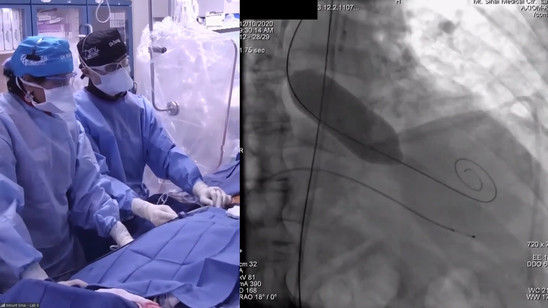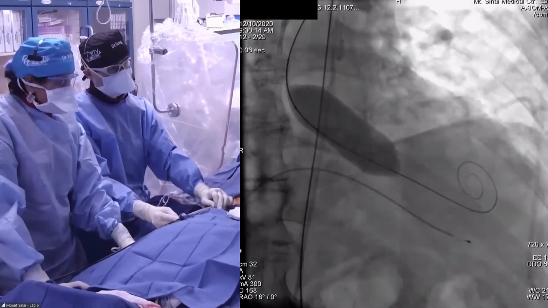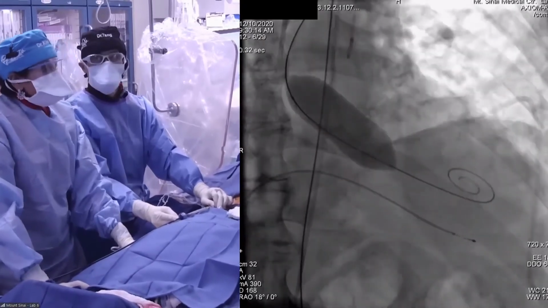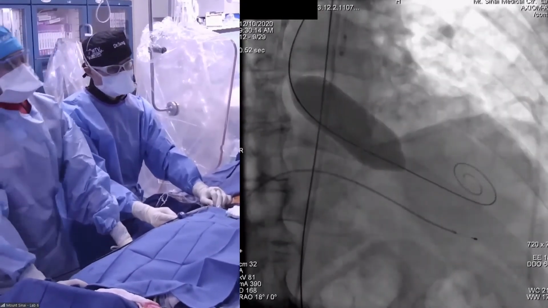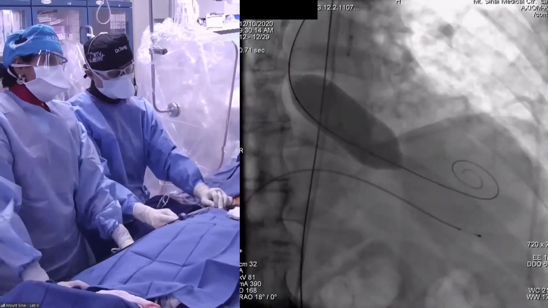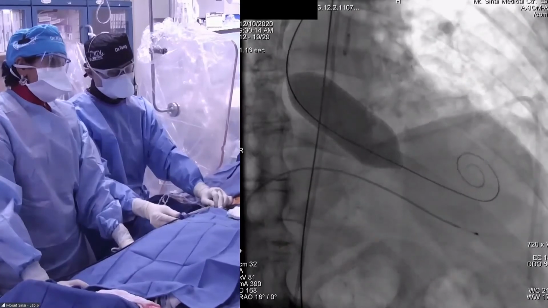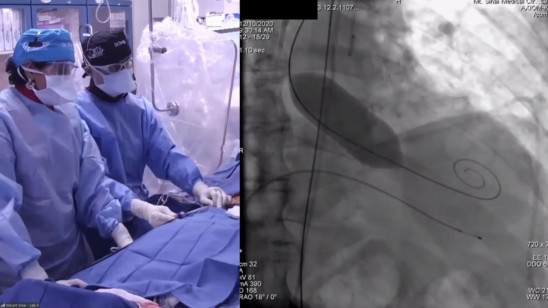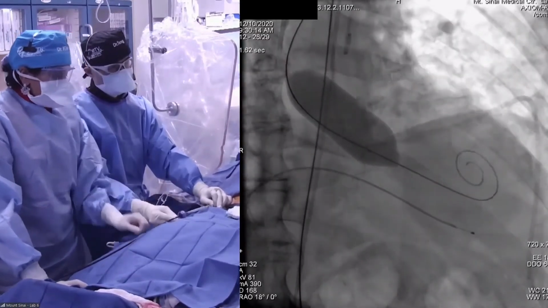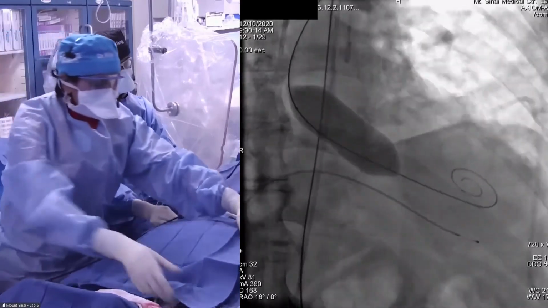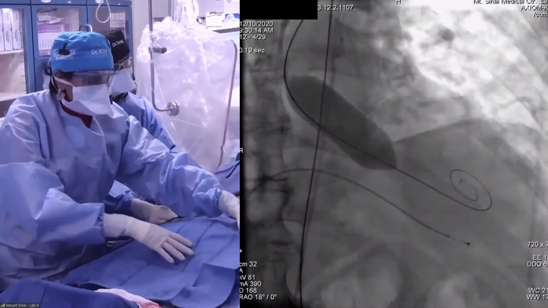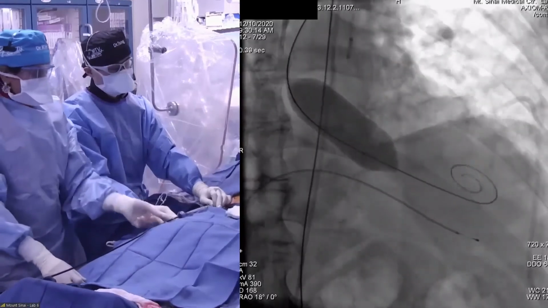Once you crossed with AL1, you change to pigtail, and then we go with our Confida wire. We did the BAV like we said. I think what the discussion is going on is to make sure the calcium and the raphe open up, and we will be able to get the valve to the position quickly rather than having some struggle to go through the fused raphe. So right now we have the valve.